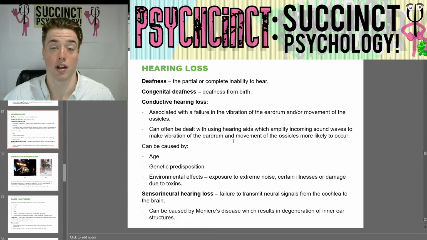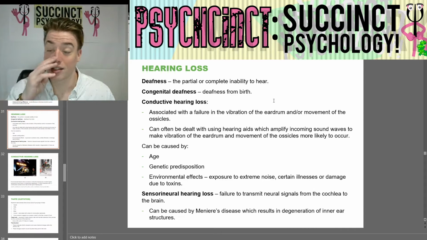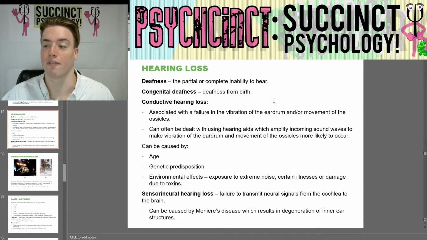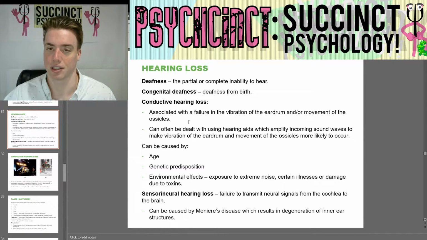Next, we have hearing loss. So deafness is the partial or complete inability to hear, and congenital deafness is deafness from birth. Then we have conductive hearing loss, which is associated with a failure in the vibration of the eardrum and or movement of the ossicles. It can often be dealt with using hearing aids, which amplify incoming sound waves to make vibration of the eardrum and movement of the ossicles more likely to occur.